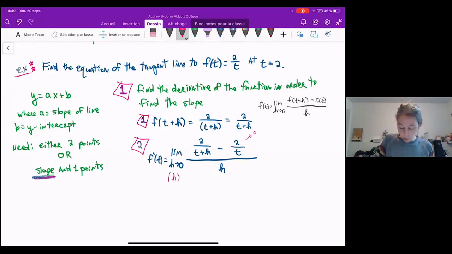We're going to be looking for that factor of h to cancel out. And we have fractions inside of our fractions. We have complex fractions, so we can see that we just have to multiply by the denominators of the small fractions that are inside the bigger fraction. So in other words, I'm multiplying by t plus h times t over t plus h times t.